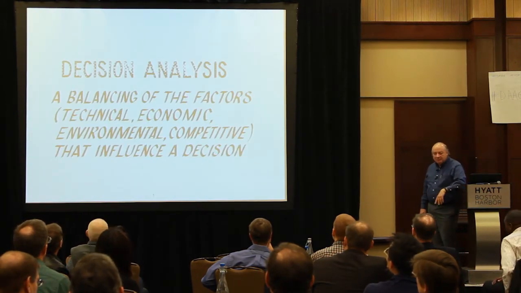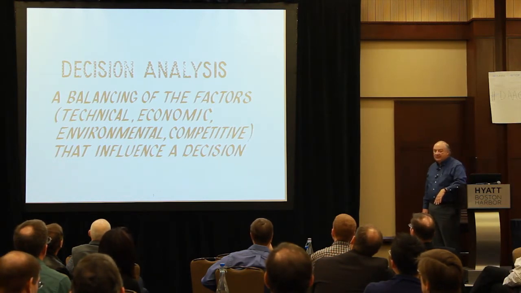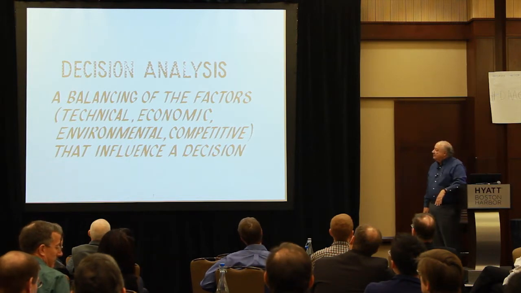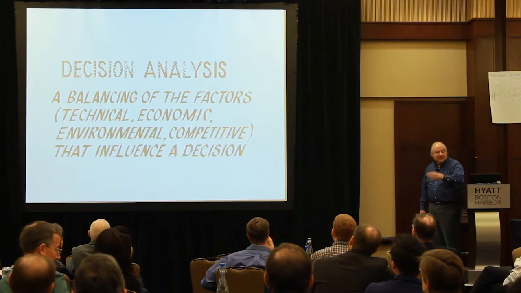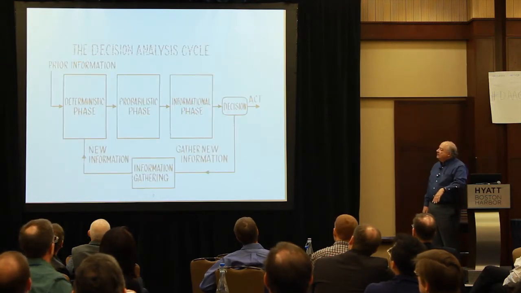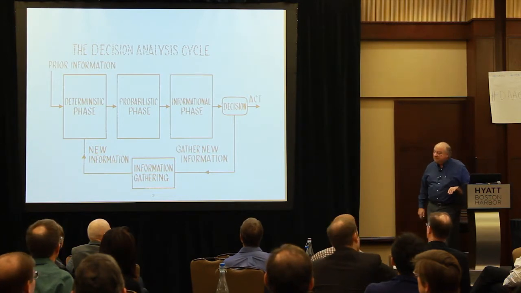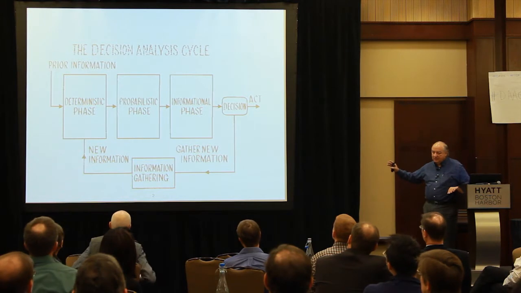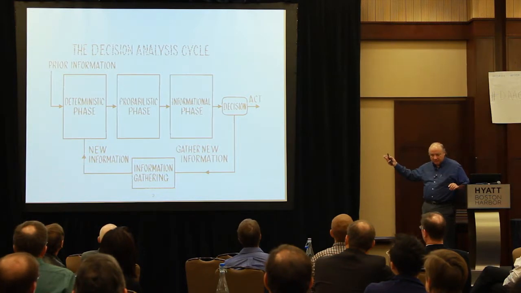We used to give seminars. This was the lead slide. It's just scanned off of some old presentation. Decision analysis: balancing of the factors that influence a decision. He read that, right? This is the original decision. You haven't said much about the decision analysis cycle. And this is the phases of it: start deterministically, find out what's important, then add probability, and then see if there's any more information you should gather.